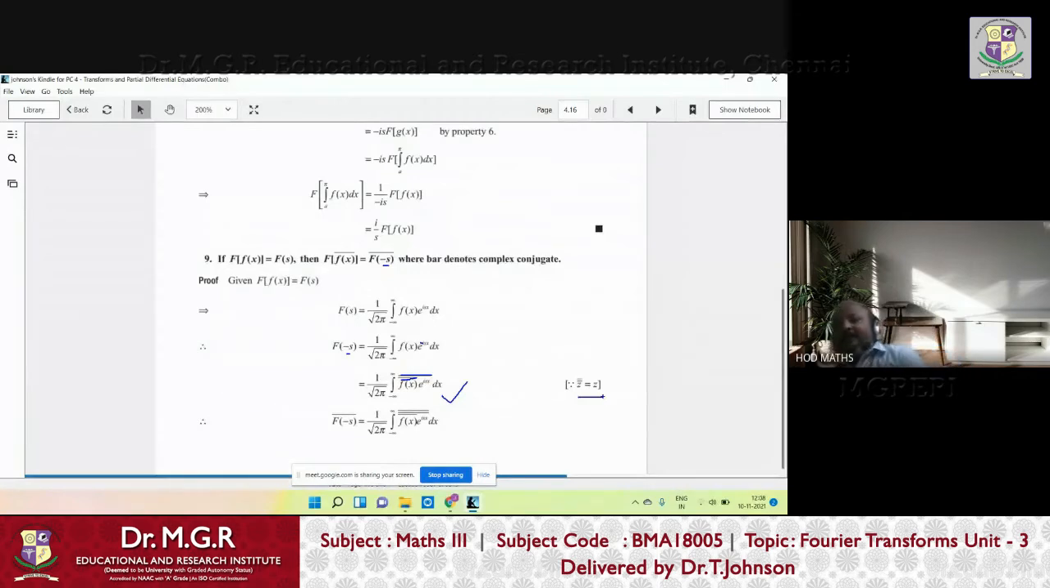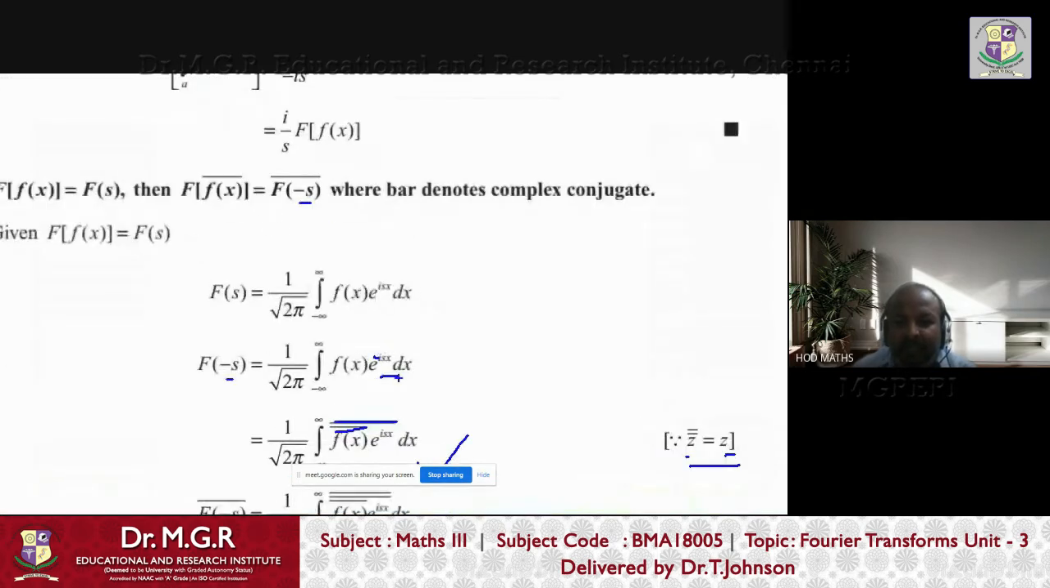That is, if a plus ib is the function, then a minus ib is the complex conjugate. Again, if you apply the complex conjugate one more time, it is the same. But here, when you apply the complex conjugate, s becomes minus s, and it becomes minus isx. Now if you apply the complex conjugate, that minus becomes plus, right? Here the spelling mistake is there. Here s becomes minus s, here minus s, here also s becomes minus s.